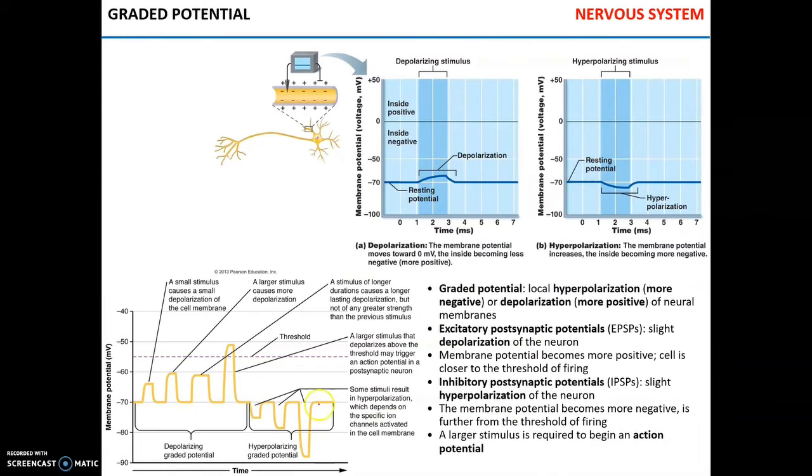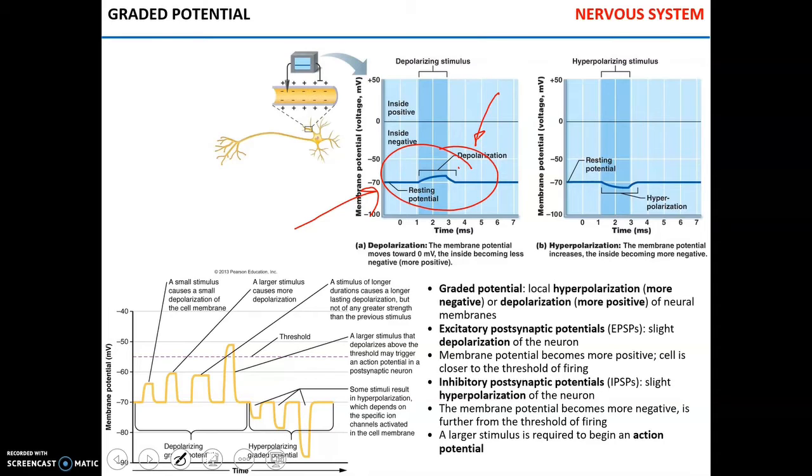Now, let's talk a little bit about how graded potential is formed. So graded potential is a local hyperpolarization or depolarization of neural membranes. What does that mean? Here on this graph, you see membrane potential being at negative 70 millivolts. If a positively charged ion, for example, sodium, starts to diffuse into the cell, it will make the membrane potential inside of the cell a little bit more positive. We call it depolarization.